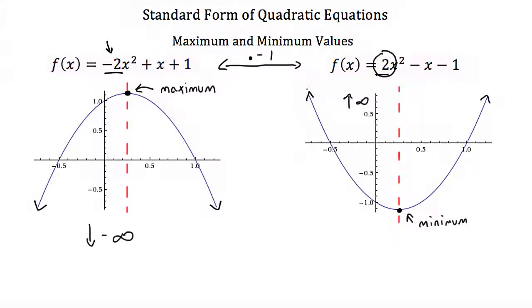Every y value on this function is greater than your vertex. The vertex has the lowest y value, so it is the minimum of your quadratic function. And you can find these y values just by solving for your vertex. And that completes the tutorial on standard form of quadratic equations.